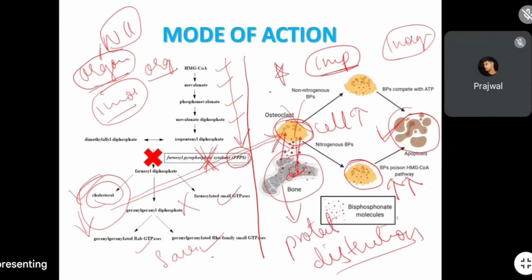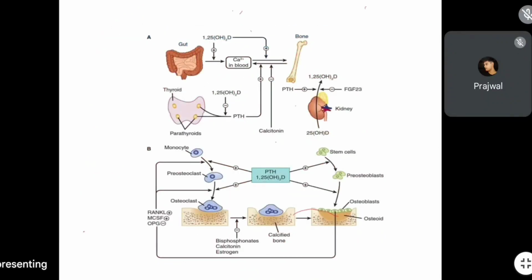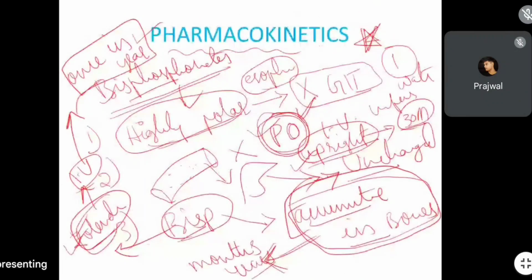So this is one mechanism: directly it accumulates in the osteoclast and it will save the bone. In the second mechanism, it will stop the action of this enzyme, and through that it decreases cholesterol activity. These are two mechanisms, and along with this many other mechanisms are also there, but remember these two mechanisms, through which it will decrease osteoporosis. I think you understood the mechanism. Clear? Pharmacokinetics is also important.